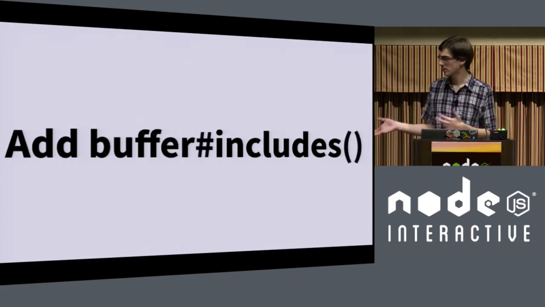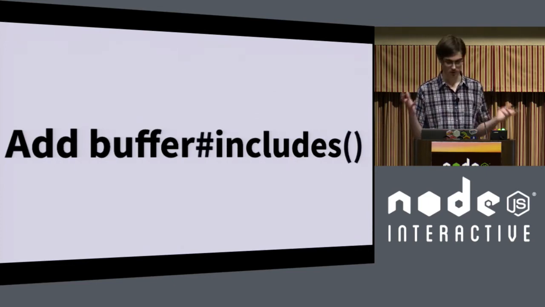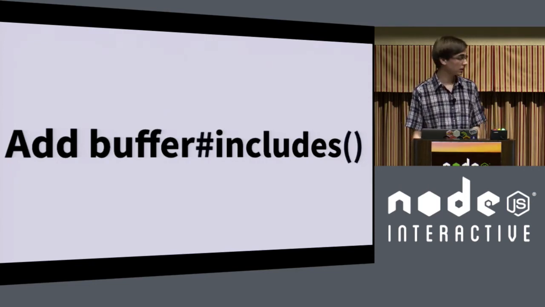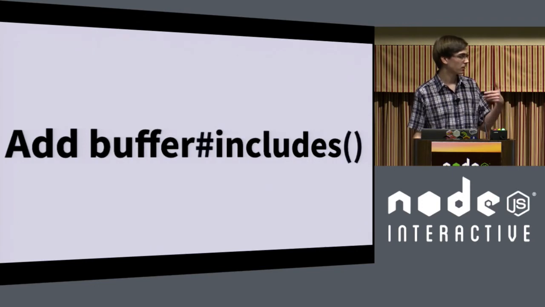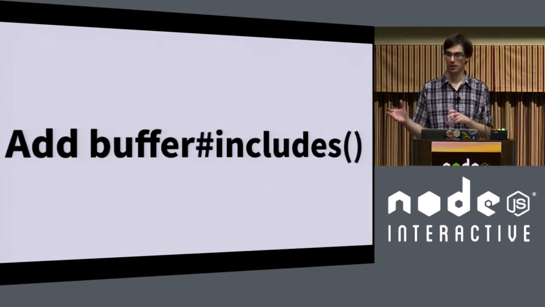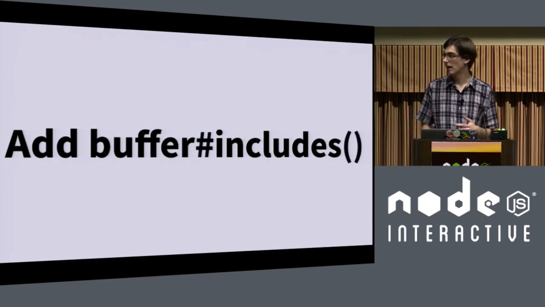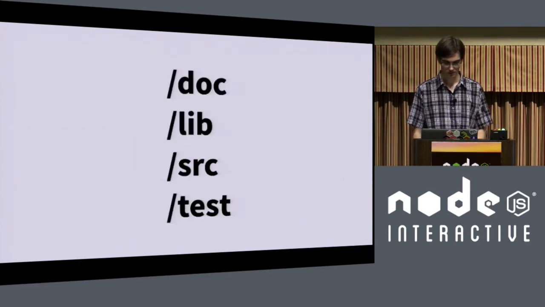And someone already has taken this PR, but it's a great example, so I'm going to share it anyway, what it looks like. And the reason we might want to add buffer hash includes is that includes is a thing that's being brought in with ES6, and that's going to be on all arrays and typed arrays and whatnot. So to keep consistency, we might want to add buffer includes to our API too.